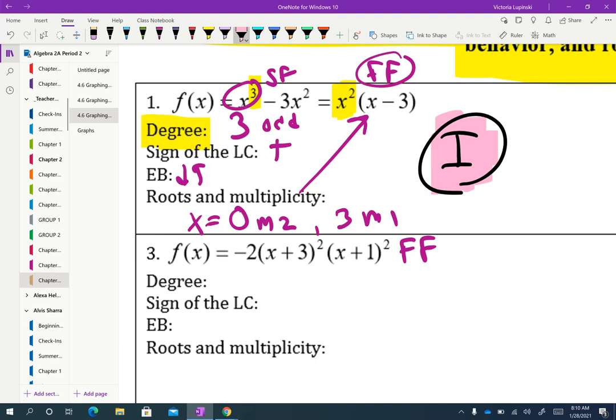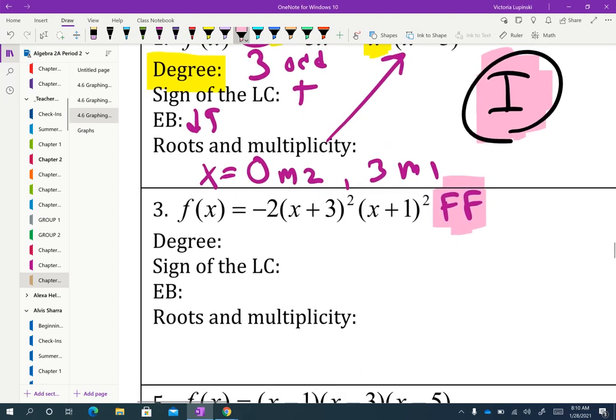So number 3, again, notice it's factored form only. If you have factored form only, to find the degree you would have to add up the exponents, including their multiplicity. So that would be an x squared and an x squared, which would have a degree of 4, which would be even. The sign of the leading coefficient would be negative. Even, negative, look it up if you have to, but again, sooner rather than later, you should be memorizing those rules.